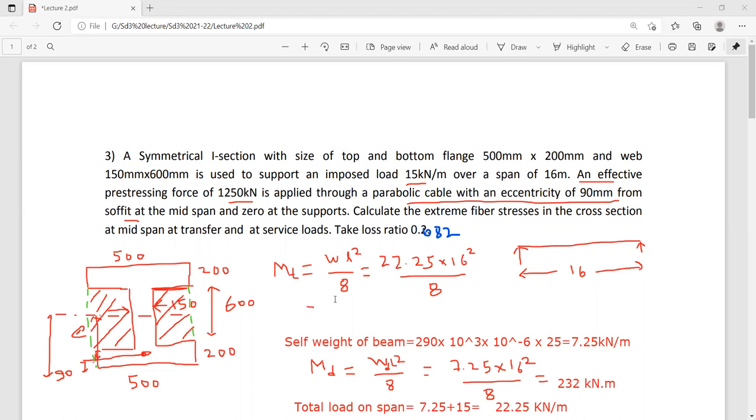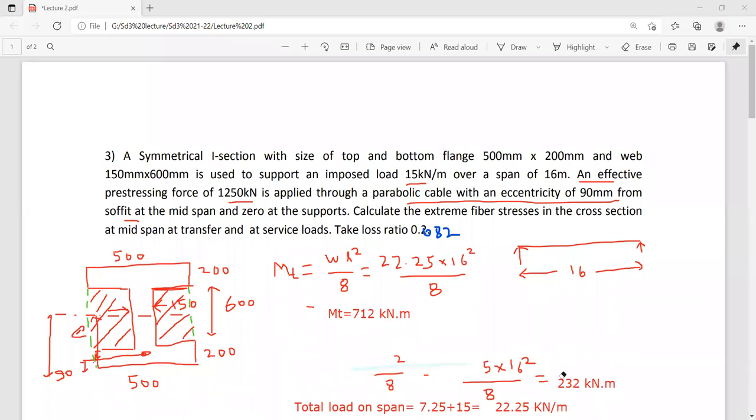Okay, just tell me how much this one. MT is equal to 22.25 into 16 square divided by 8. How much? 712, correct? 712 kilonewton meter. Correct? Okay, yes.